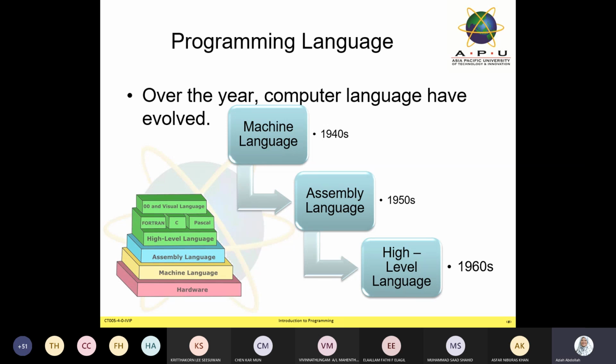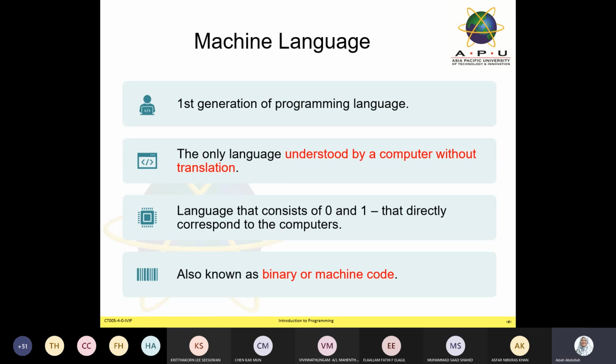So then we go to the programming languages in more detail. Over the years, computer language has evolved. In the 1940s, they started with machine language. Then in the 1950s, we have assembly language. And starting from 1960 until now, we have high level language. This high level language has different levels, like the fourth generation and fifth generation.